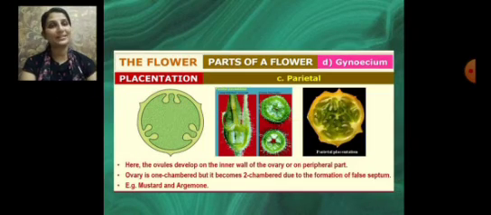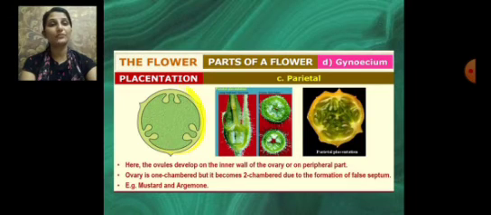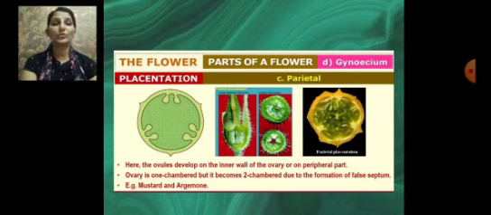and such a placentation is called axial placentation. And the third type is called the parietal placentation, which is seen in mustard and argemone. In the case of parietal placentation, the ovule develops on the inner wall of the ovary. This is the inner wall of the ovary, and the ovules develop on the inner wall of the ovary or on a peripheral part. This is the peripheral part of the ovary from which the ovules arise.